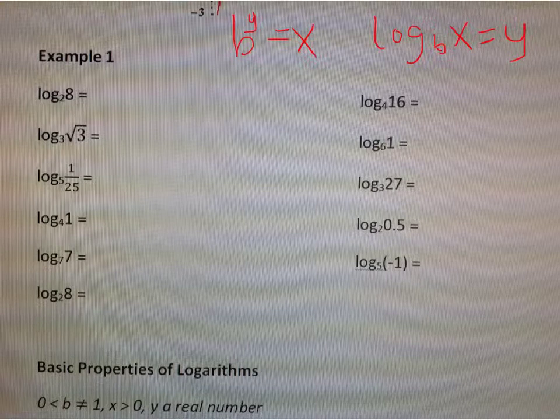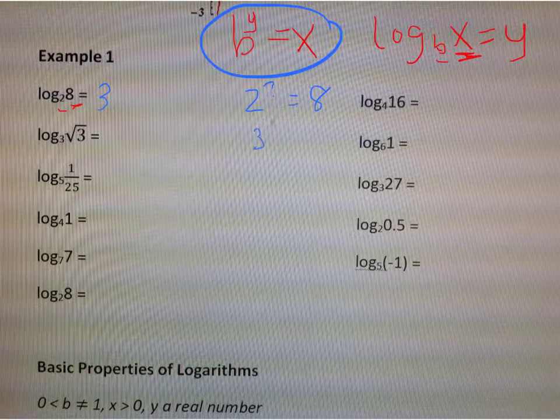In this first one, log base 2 of 8. That's how we say that, log base 2 of 8. 2 is my b, my base, and 8 would be my x value here. So I'm asking myself, if I look over at this version of the equation, 2 to what power gives me 8? And so you just need to think to yourself, and we know that we can come up with the answer of 3. And so we're going to do that for all of these.